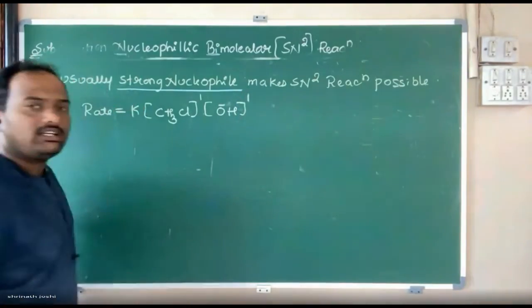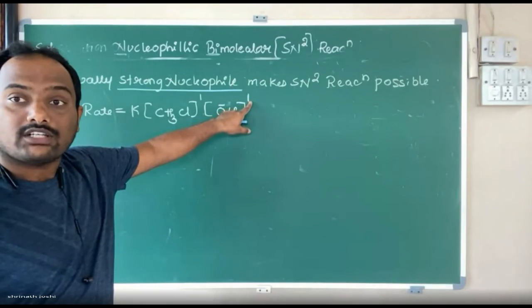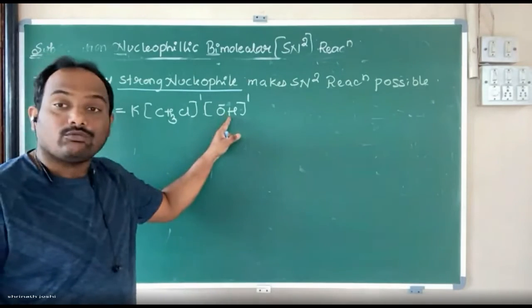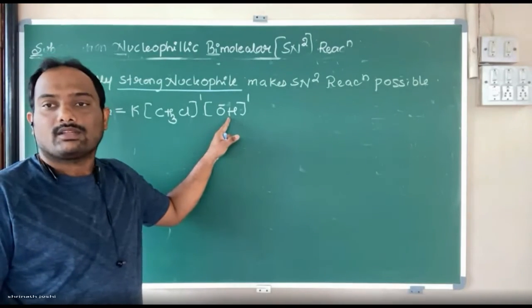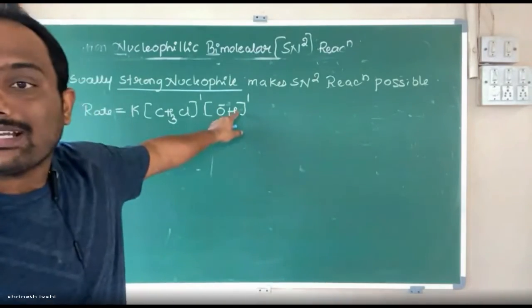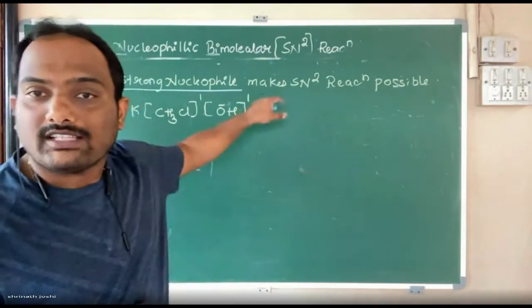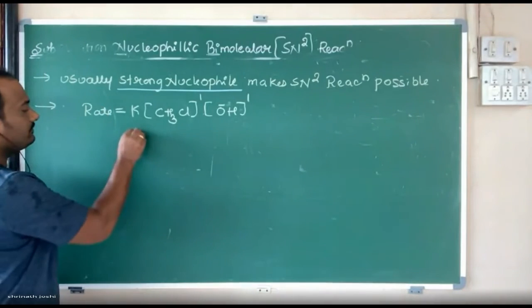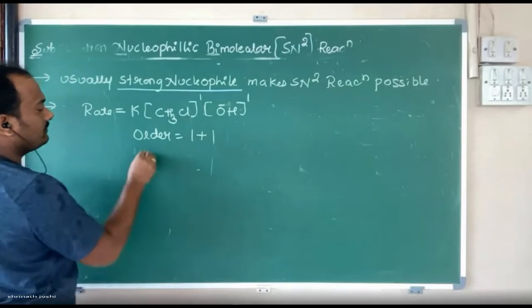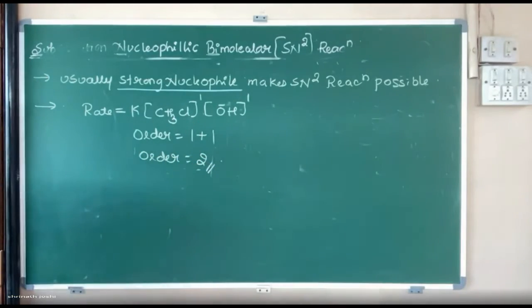1. Why have we taken 1 here? In SN1 it was 0, but in SN2 we have taken 1. Because it is involved. Very good, Shailesh. Because this OH minus is involved in SN2. There was no involvement of OH minus in SN1 in the first step, which is rate determining. Here the nucleophile is involved. Now what is the order? 1 plus 1, order is equal to 2. That's why it is SN2.